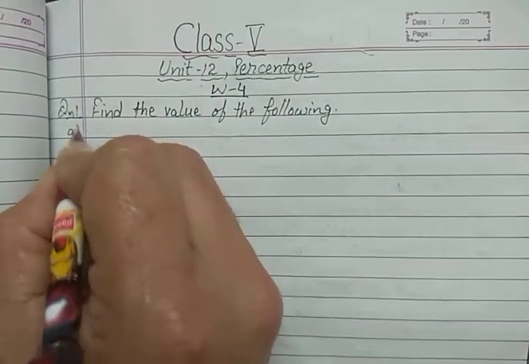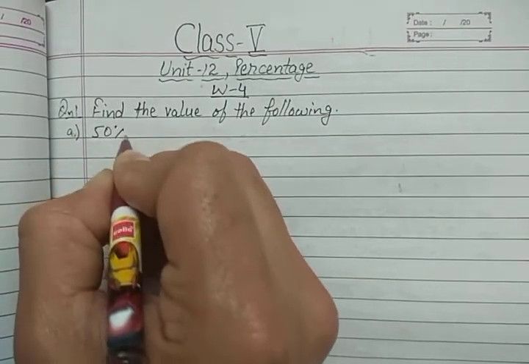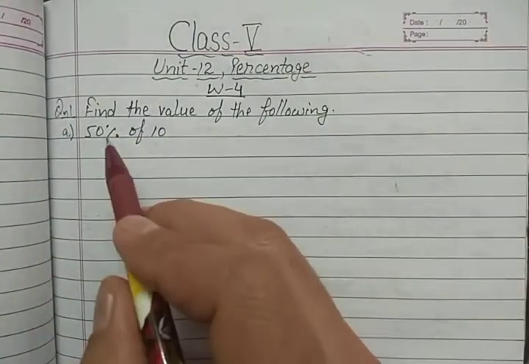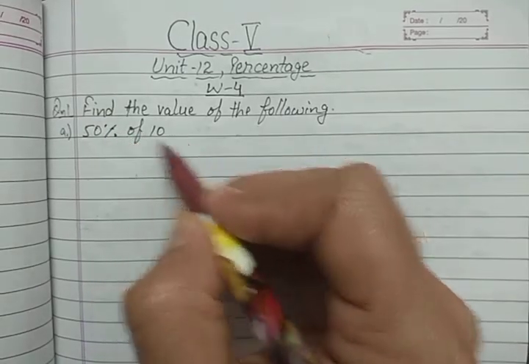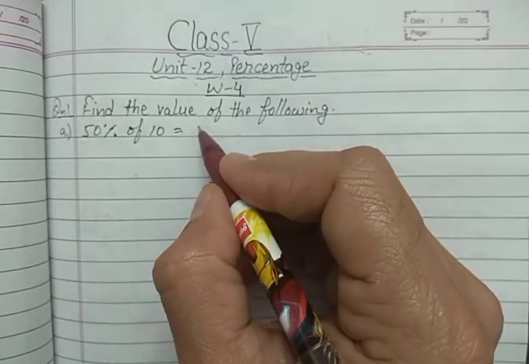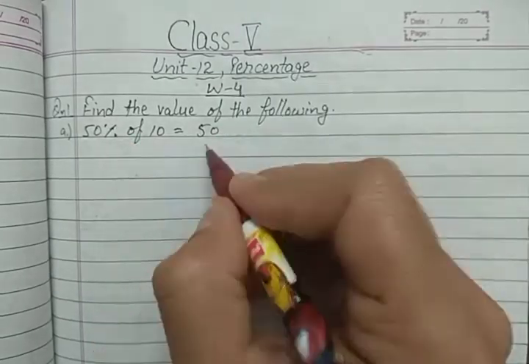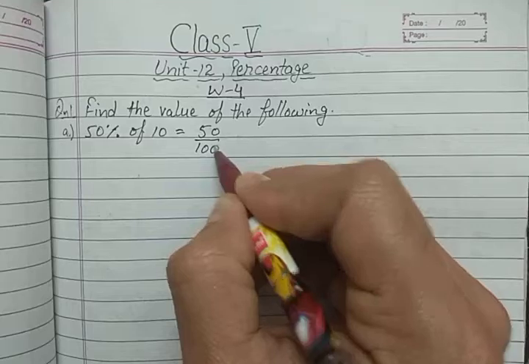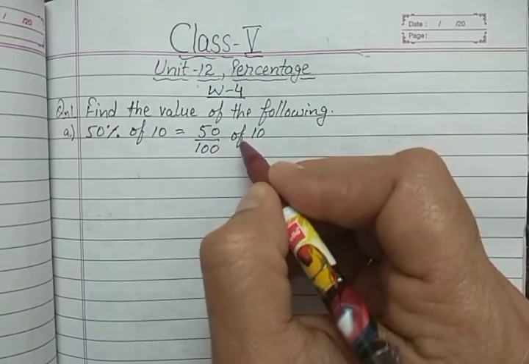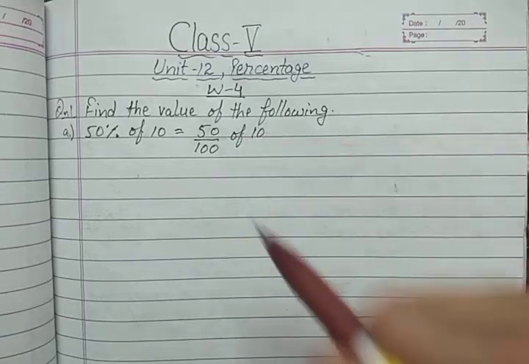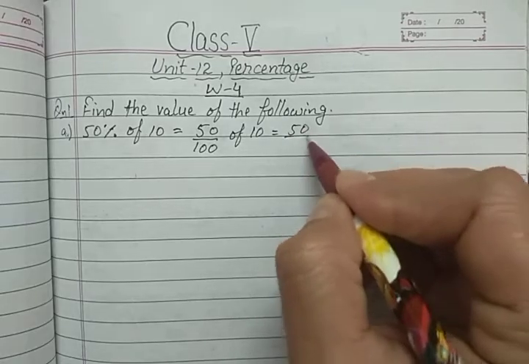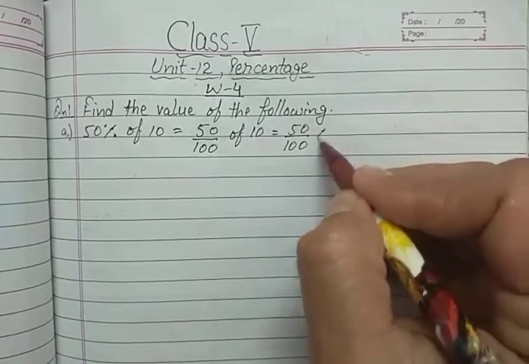So A is 50% of 10. 50% of 10. So what we have to do, first of all, remove the percentage sign. So it becomes 50 and percent को remove करेंगे तो ये हमारे denominator में आ जाएगा 100 of 10, right? Now this of को हम remove करेंगे multiply से. Of means multiply. So 50 upon 100 of की जगह multiply by 10.